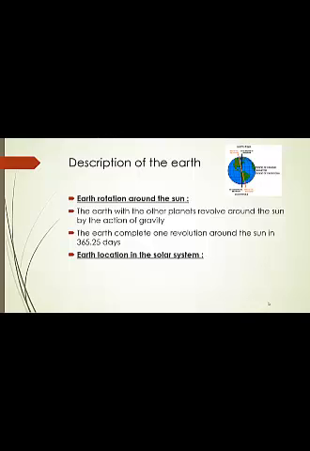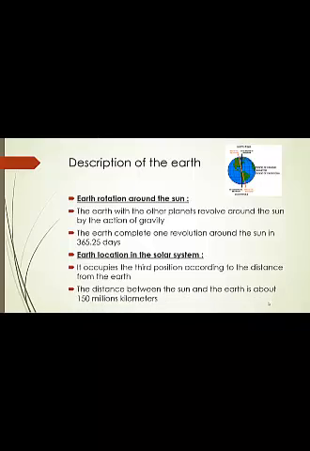Earth's location in the solar system: as we discussed, Earth is one of the inner planets. It occupies the third position according to the distance between the Earth and the Sun. From the nearest to the farthest, Earth is in the third position. The distance between the Sun and the Earth is about 150 million kilometers.